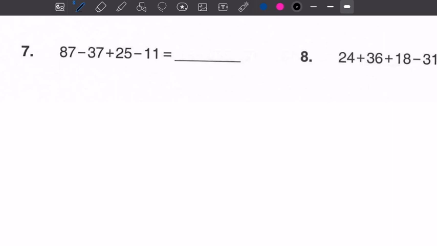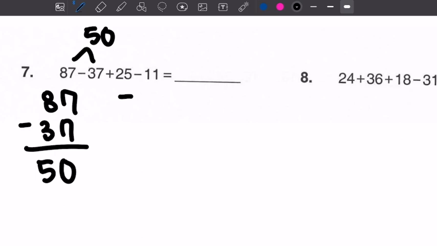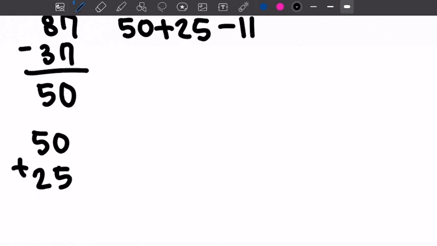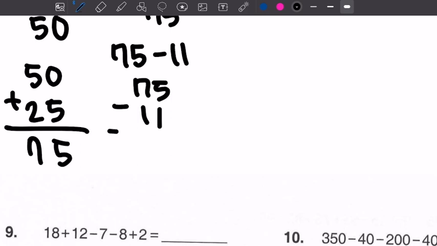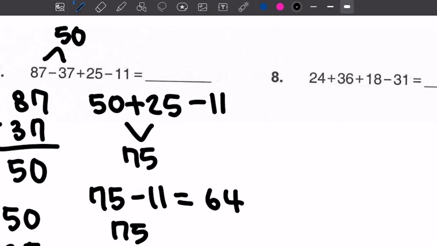So the numbers in the very left are 87 and 37. So we're going to start off by subtracting 37 from 87. 87 minus 37 is 8 minus 3 is 5, and 7 minus 7 is 0. So 87 minus 37 is 50. Now we have 50 plus 25 minus 11. Again, from the very left, we have 50 plus 25. 0 plus 5 is 5, and 5 plus 2 is 7. So 50 plus 25 is equal to 75. Now we have 75 minus 11. And so once we do the subtraction, 5 minus 1 is 4, 7 minus 1 is 6. So we know that 75 minus 11 is 64. Therefore, 87 minus 37 plus 25 minus 11 is equal to 64.